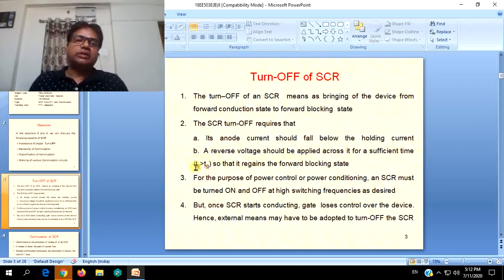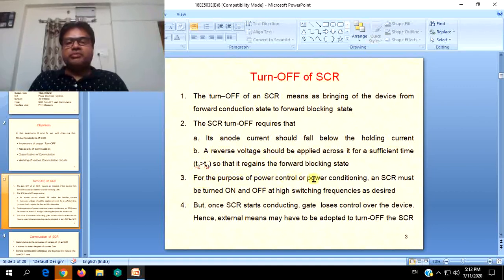This we have already discussed in the previous sessions, where the circuit turn off time, tC, or now it will be called as commutating time, should be greater than the device turn off time. Device turn off time is the time taken by the device to fall from forward conduction state to forward blocking state only.